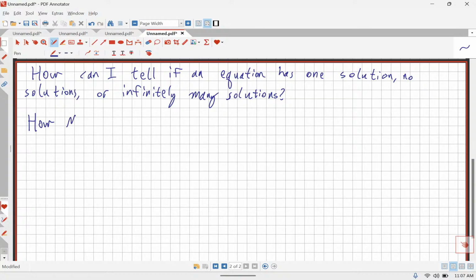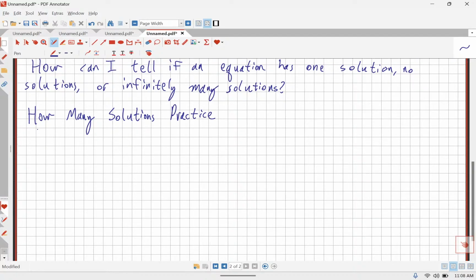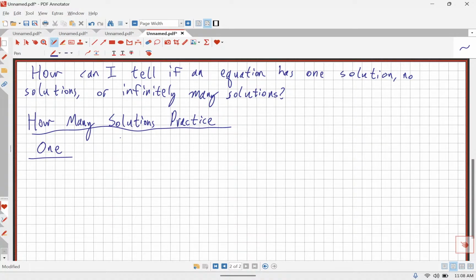How many solutions practice? To tell how many solutions an equation has, your step 1 is just to attempt to solve it. And there's 3 possible things that can happen. One of them leads to one solution. One of them leads to infinitely many. And one of them leads to none.